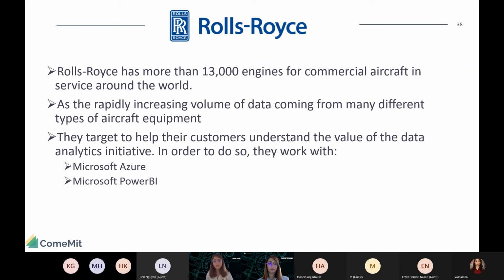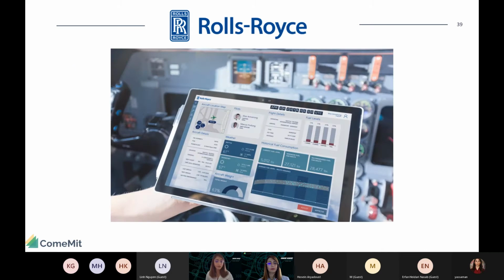Just a quick showcase of what Rolls-Royce is doing with Power BI. They have more than 13,000 engines for commercial aircraft in service around the world. They face a rapidly increasing volume of data coming from many different types of aircraft equipment, and they aim to help their customers understand the value of the data analytics initiated. So in order to do so, they work with Microsoft Azure and Microsoft Power BI.